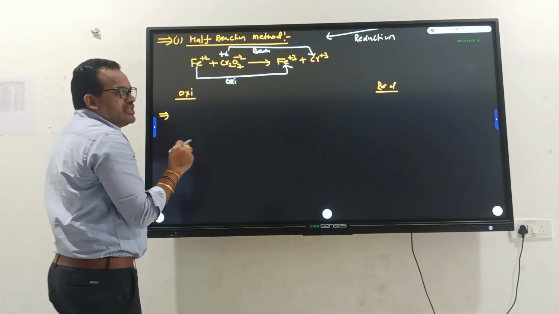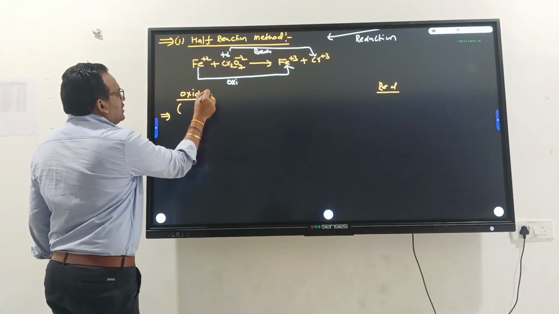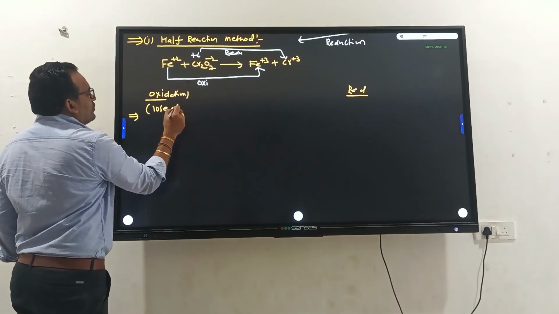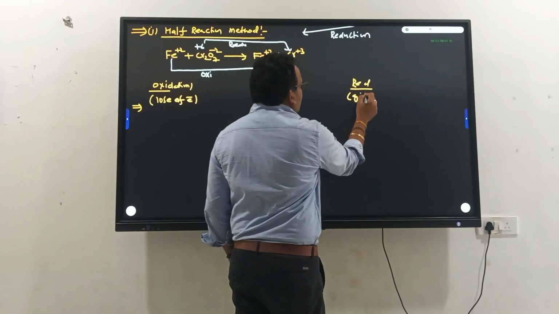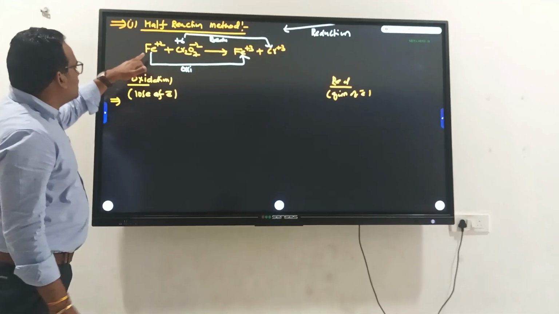Now what is the oxidation reaction, children? First, oxidation means loss of electron. Oxidation means loss of electron. Reduction means gain of electron. Is it clear, children? So which one is the oxidation, children?